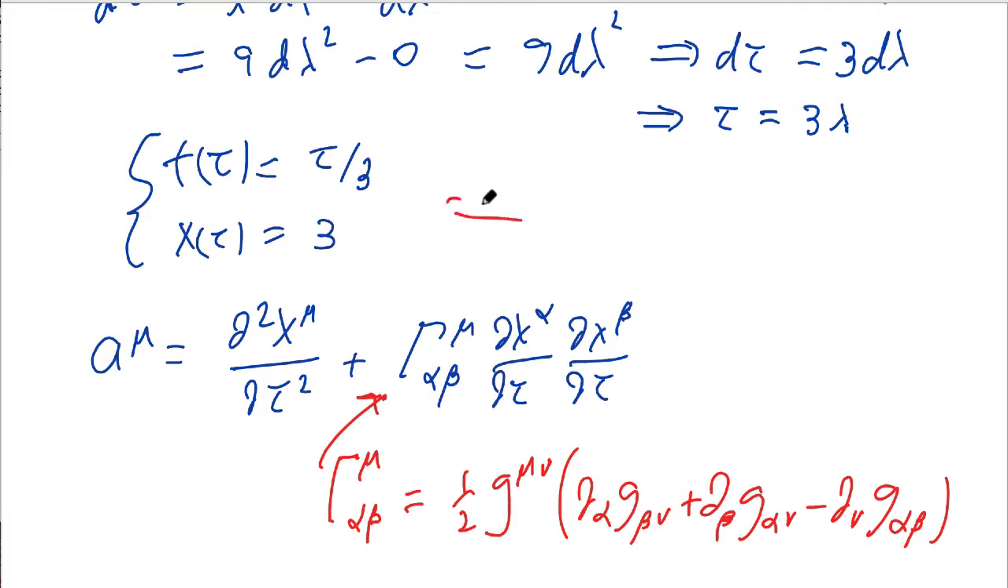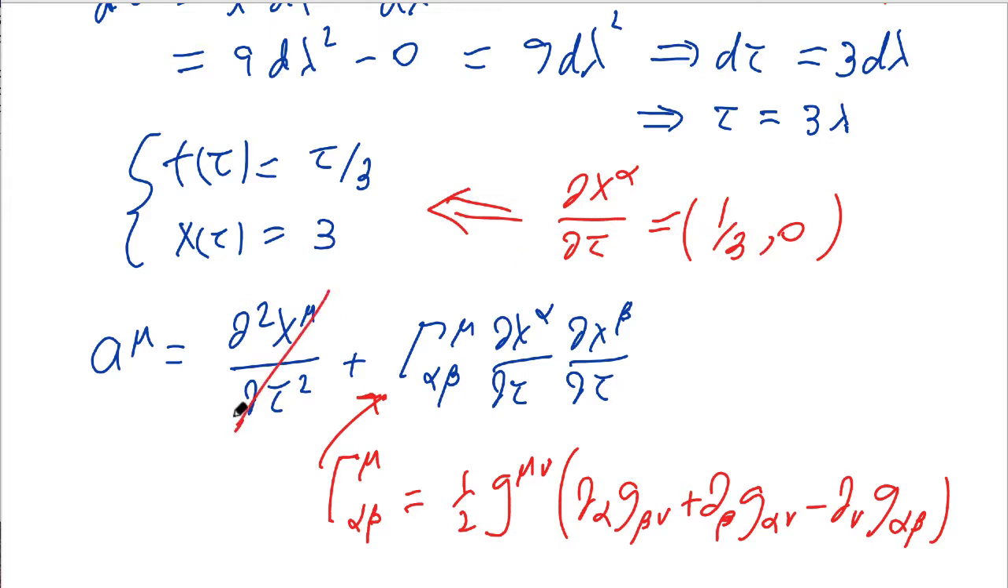Notice that for this world line, partial x alpha with respect to tau, the first component is just derivative of t with respect to tau is 1/3. And the second component is just 0. It's the derivative of a constant. So only when the index alpha is equal to t do we have something non-zero in these terms. And also if we differentiate this again with respect to tau, we just get 0. So in fact, all of these terms are 0.